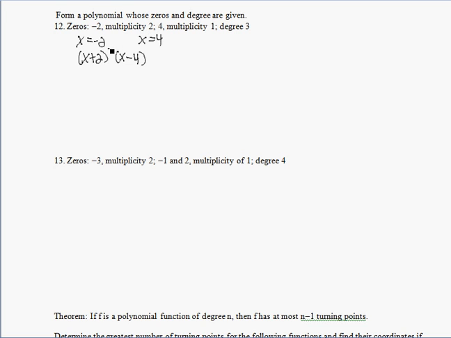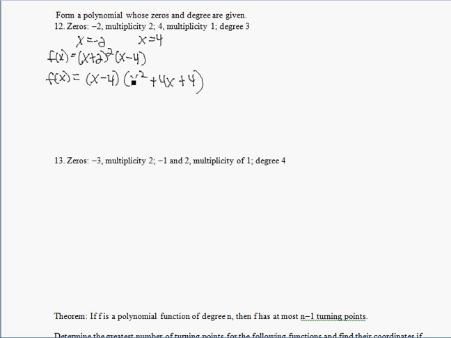Since multiplicity 2, we square this, and multiplicity 1, we don't put an exponent there, it's just assumed to be 1. So there's our function f of x, and now I'm going to square x plus 2, so therefore I'm going to write the x minus 4 in front. I just like having a linear factor in front. So this is x squared plus 4x plus 4.